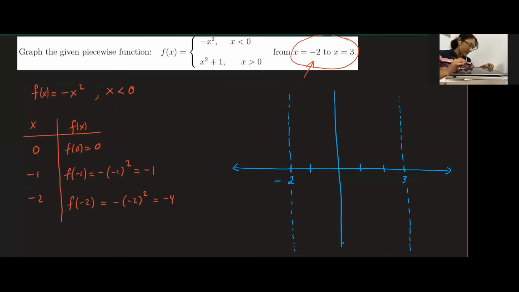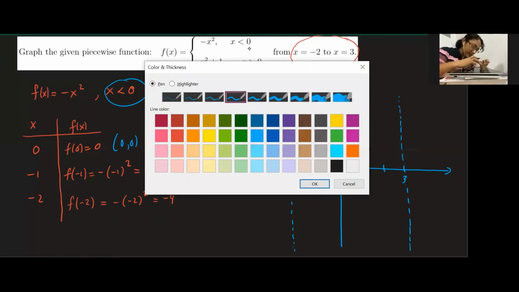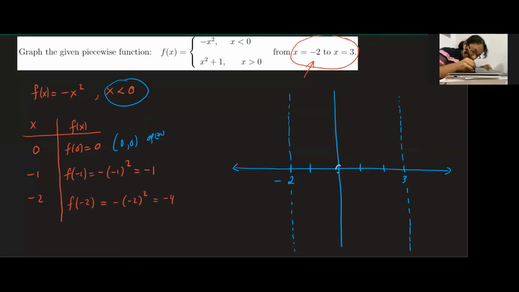So we're focusing on 0. When x is less than 0, we have -x squared. So when we plug in 0, we get 0. And this point, 0, 0, is an open circle because it's strictly less than 0. So 0, 0 is right here. It's open, so I should use a different color for that so it stands out. So here is 0, 0.